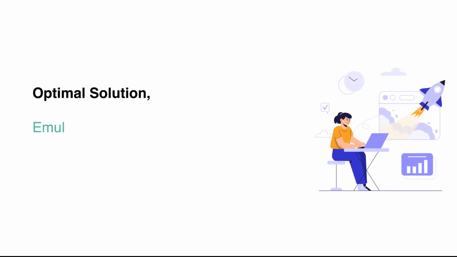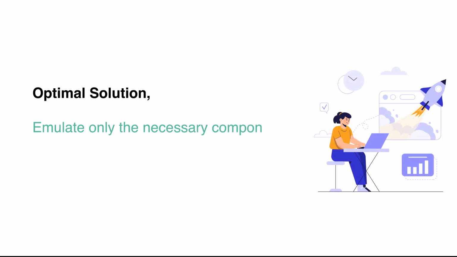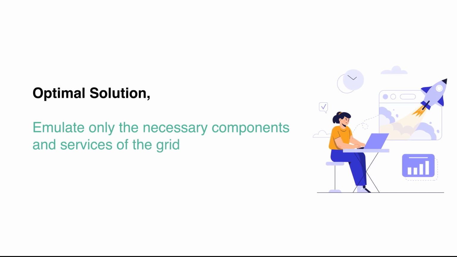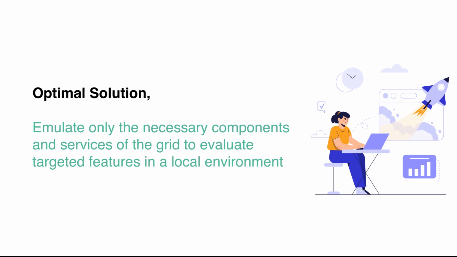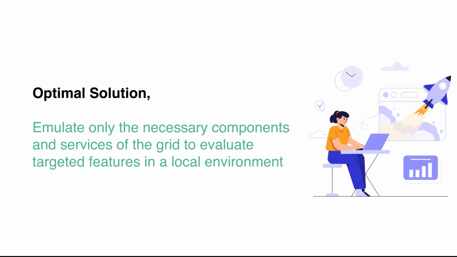The optimal solution is to emulate only the necessary components and services of the grid to evaluate targeted features in a local environment. Given that computing grids generally share similar core components, such an approach for specific features in a computing grid can be extended to evaluate general features across various computing grids.